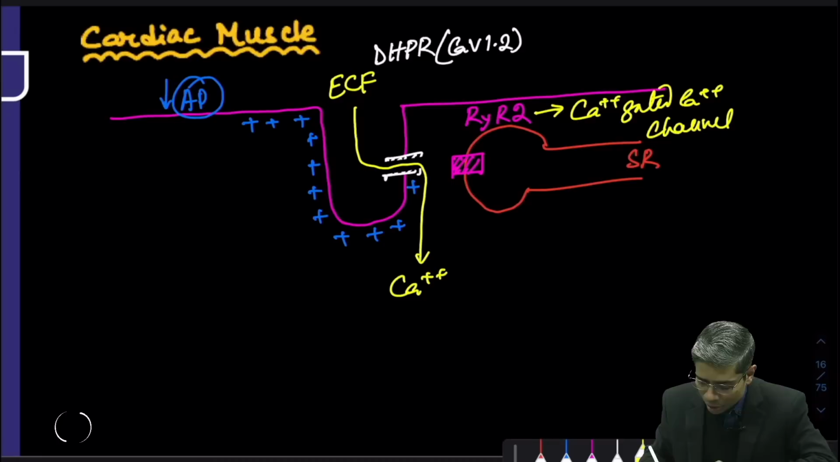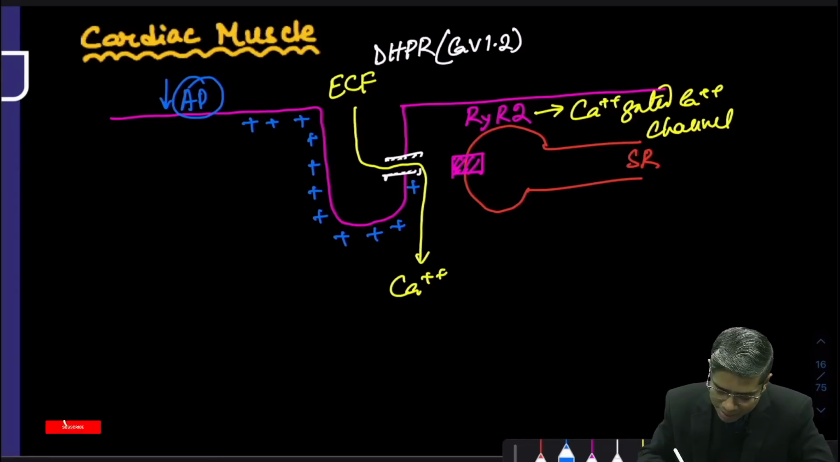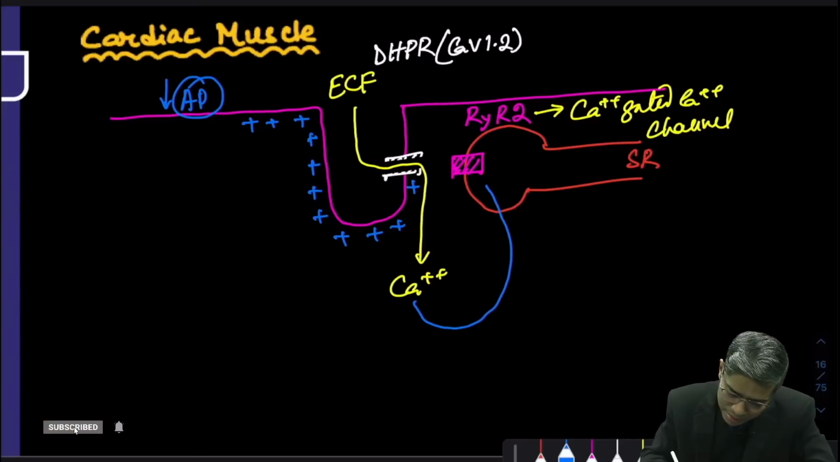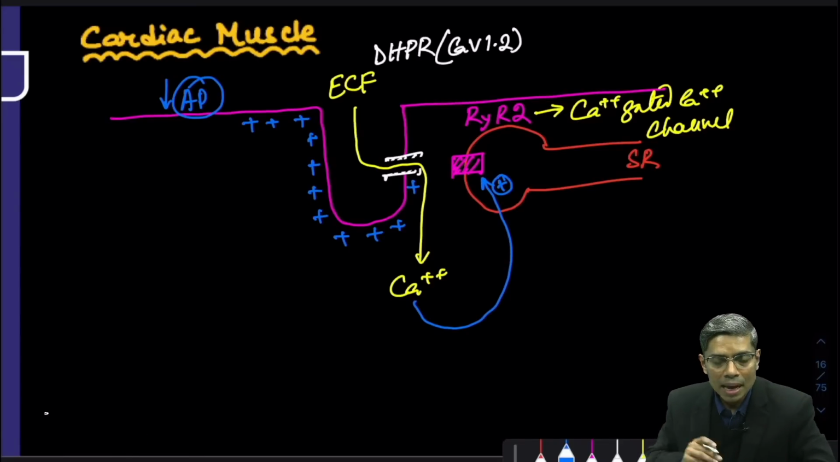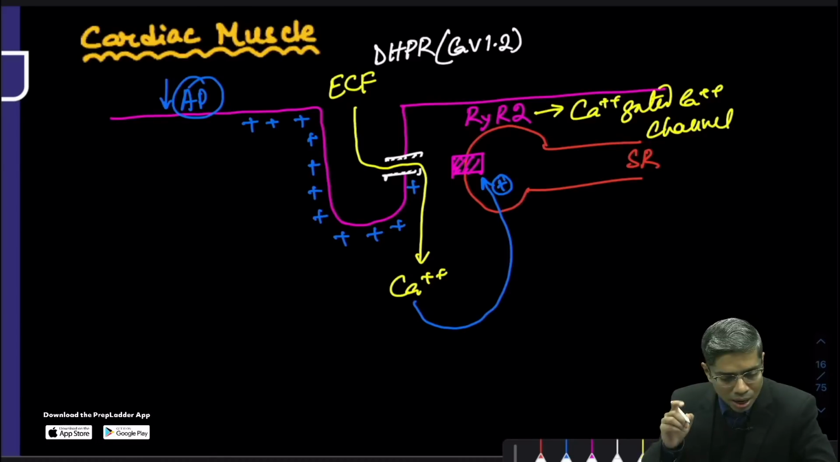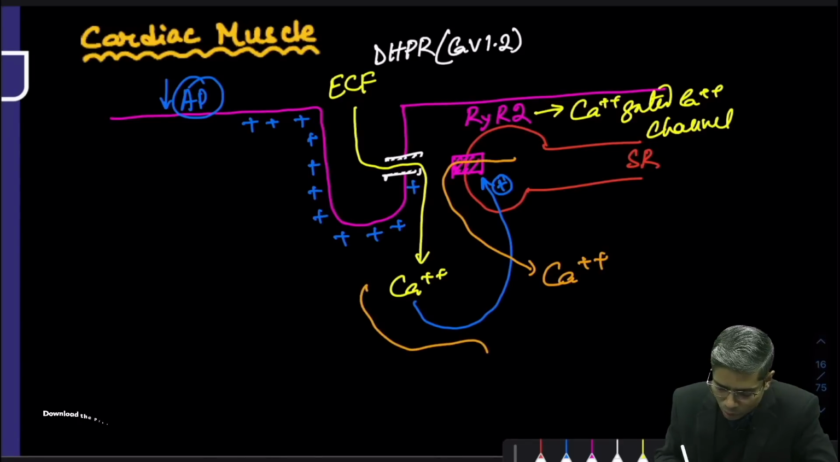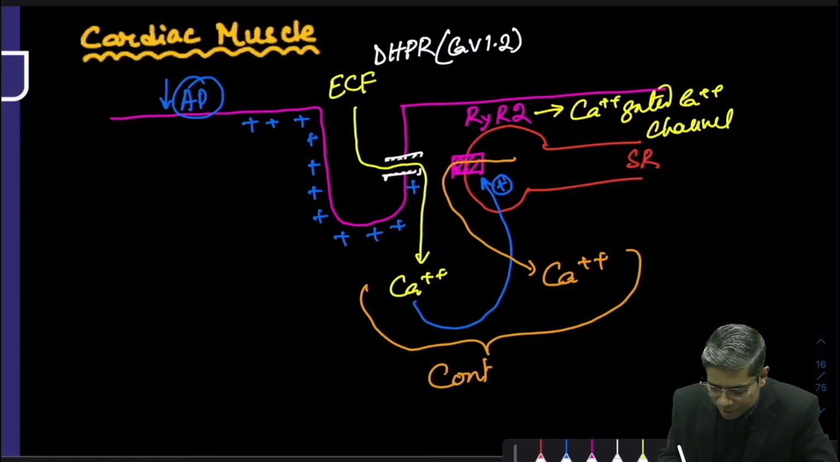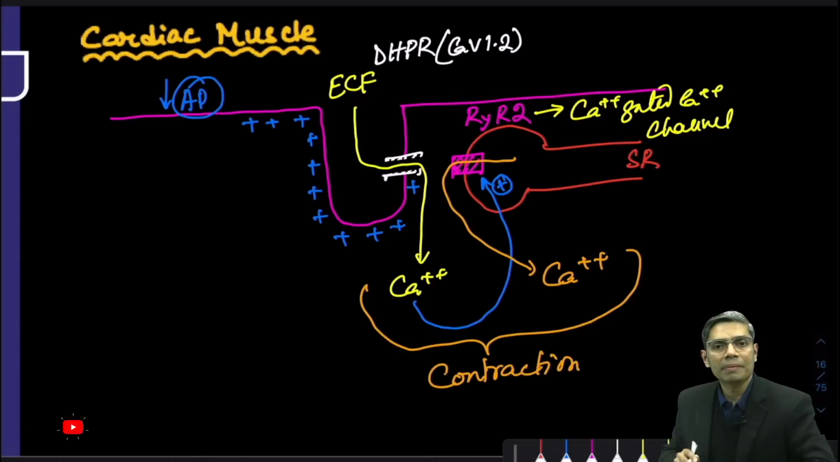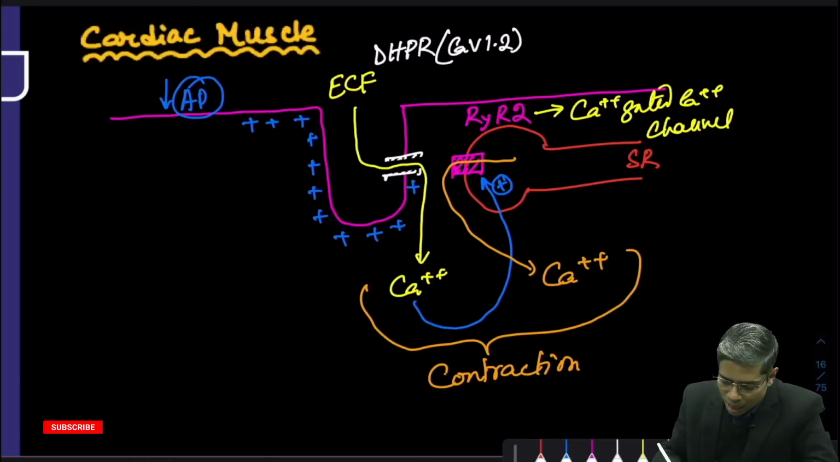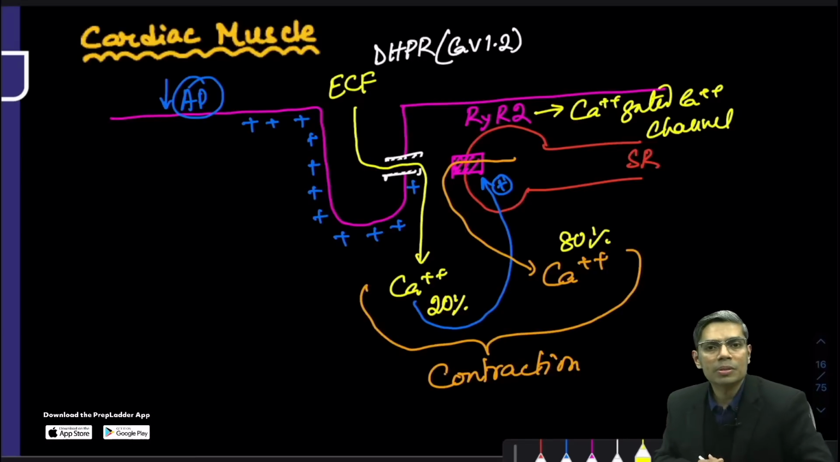Whenever extracellular calcium enters the cell, this calcium is a stimulus for RYR gate opening, and when it stimulates the opening of the RYR gate, the sarcoplasmic reticulum calcium will also enter the cytoplasm. The combination of these two calciums causes contraction. Getting my point? In these cases, the outside calcium from ECF is responsible for 20% and the sarcoplasmic reticulum calcium is responsible for 80%.